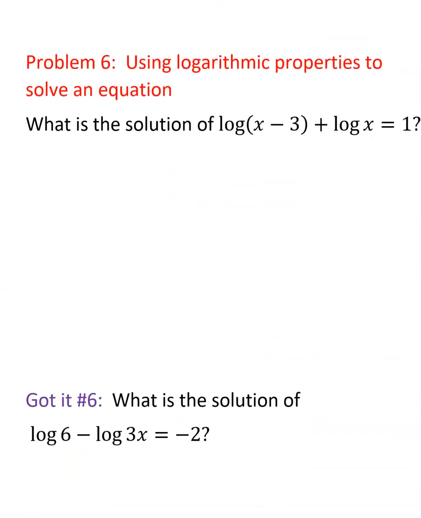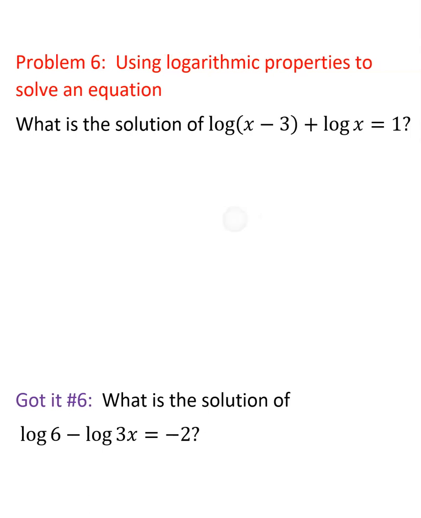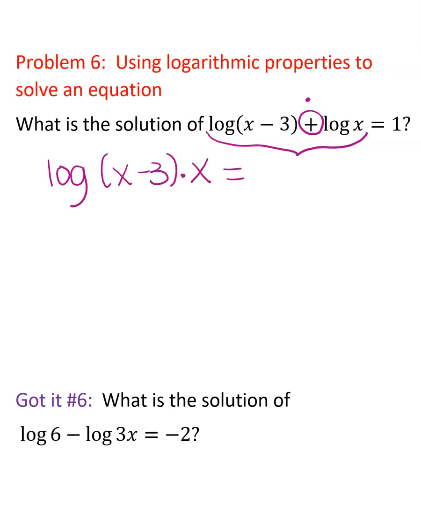And the last set of questions, problem number 6, using log properties to solve an equation. So with this one, notice the 2 items on the left have logs in them. The one on the right does not. So we want to condense this first, just like you were doing yesterday. So since there's a plus in the middle, that means we're going to multiply those parts. So log x minus 3 times x equals 1.